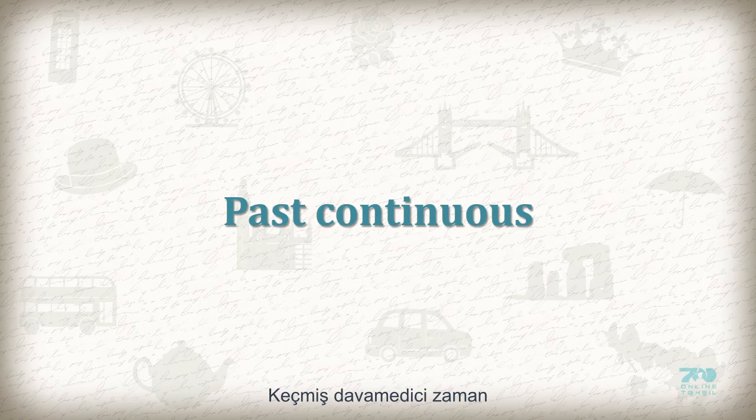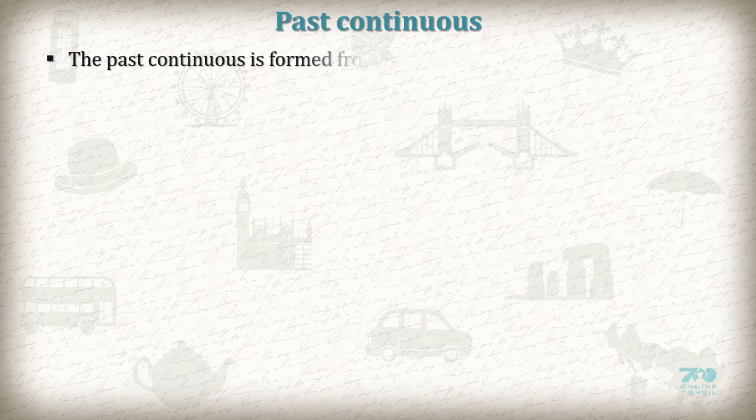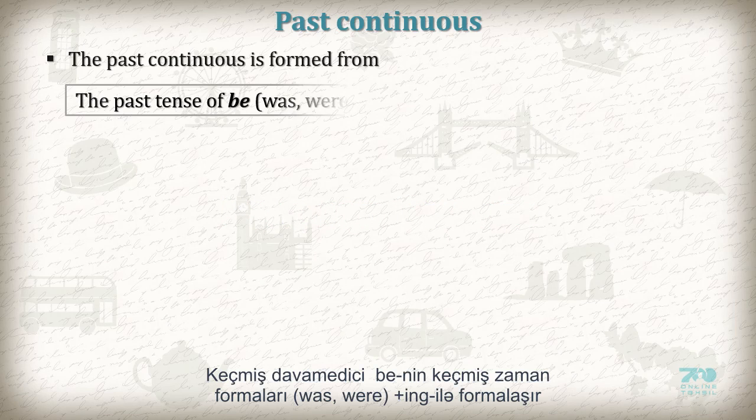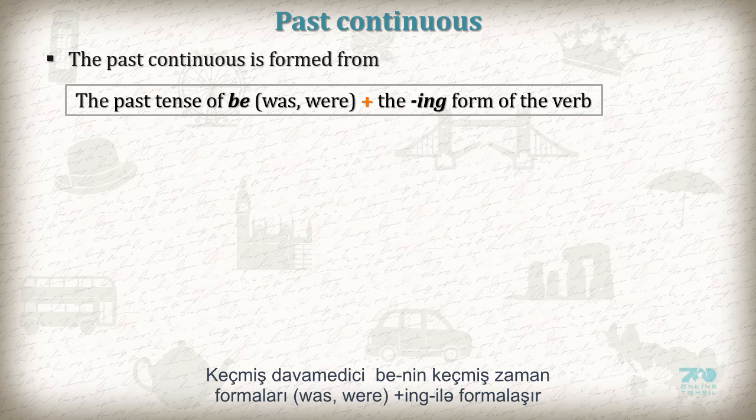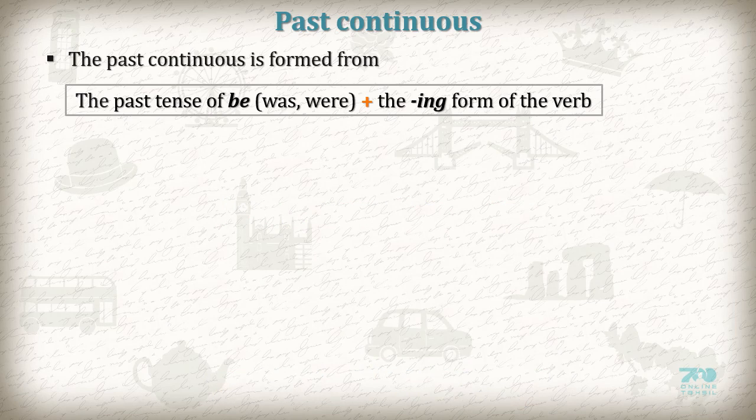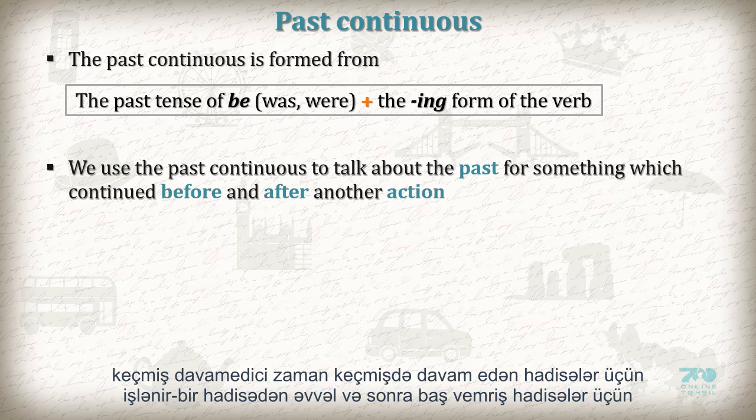Past continuous. The past continuous is formed from the past tense of be, was, were, with the ing form of the verb. We use the past continuous to talk about the past, for something which continued before and after another action.